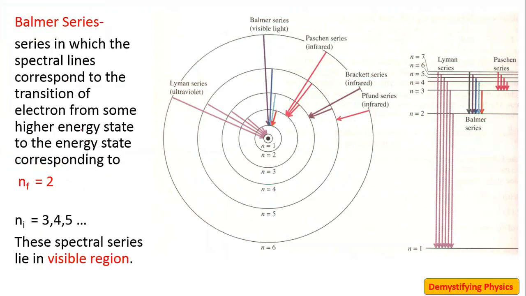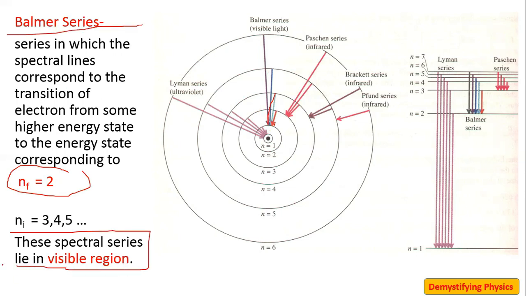Okay, and Balmer is what? From any higher energy level when it comes to the second state, that means first excited state, you can see from here, this is n equal to 1 ground state, n equal to 2. So from n equal to 3 to 2 or 4 to 2 or 5 to 2 or 6 to 2, final state should be 2. This is called Balmer series, and this spectral series lie in the visible region.